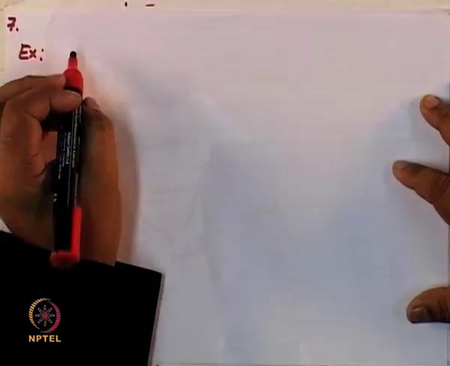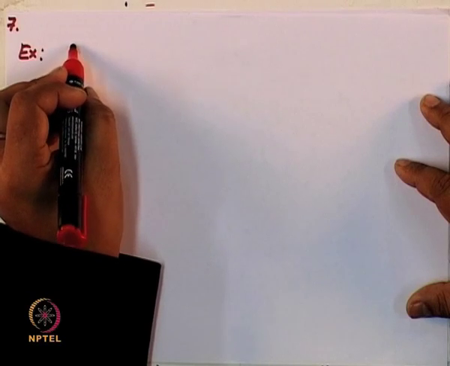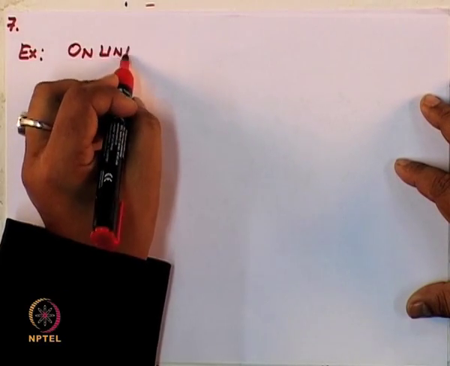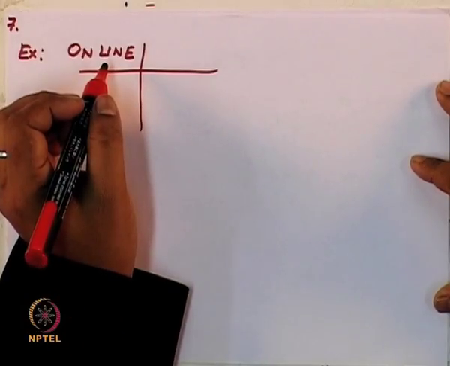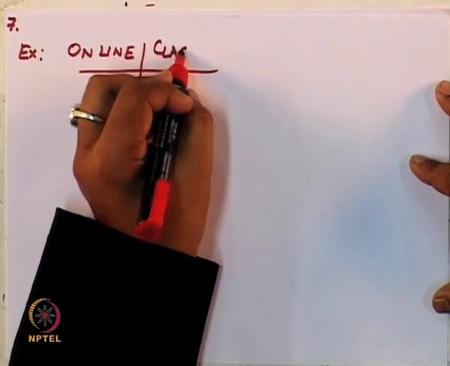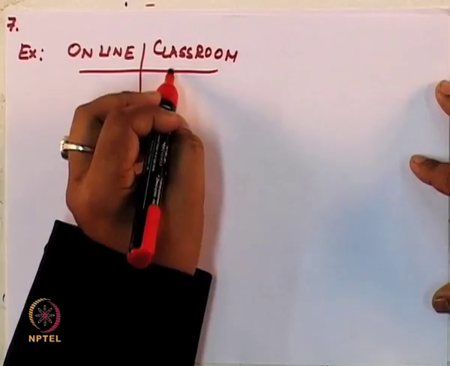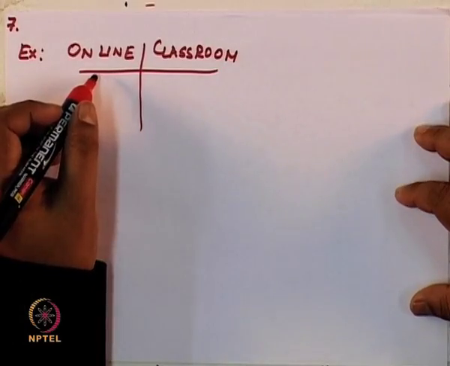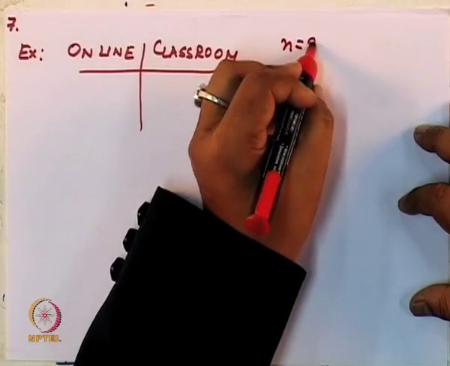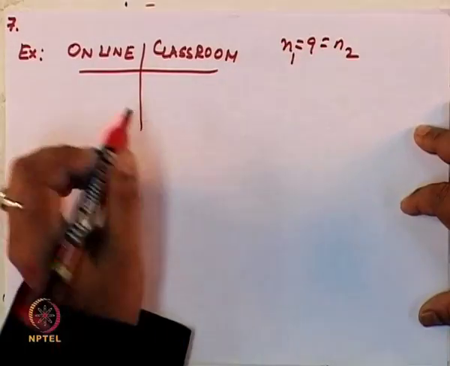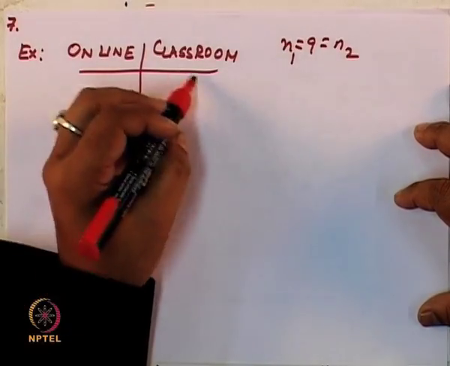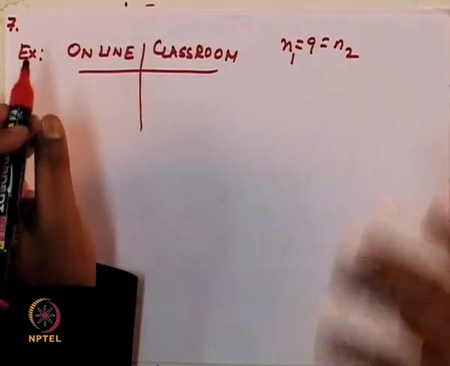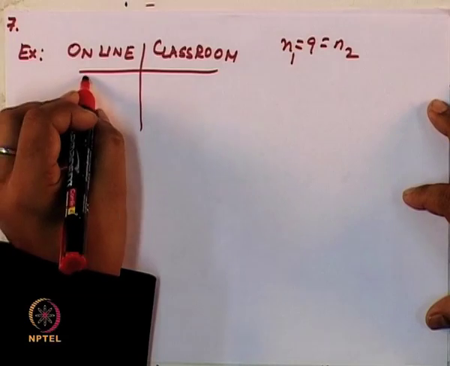Okay. So, let us take an example. Imagine an examiner wants to assess whether students would perform similarly or differently if the exam was online versus if the exam was classroom. So, here the exam is held in the classroom, here the exam is online, and he has chosen n equal to 9 samples for both of them. So, he has taken 9 students who have taken online exam and 9 students who have taken classroom exam. So, their marks are as follows.